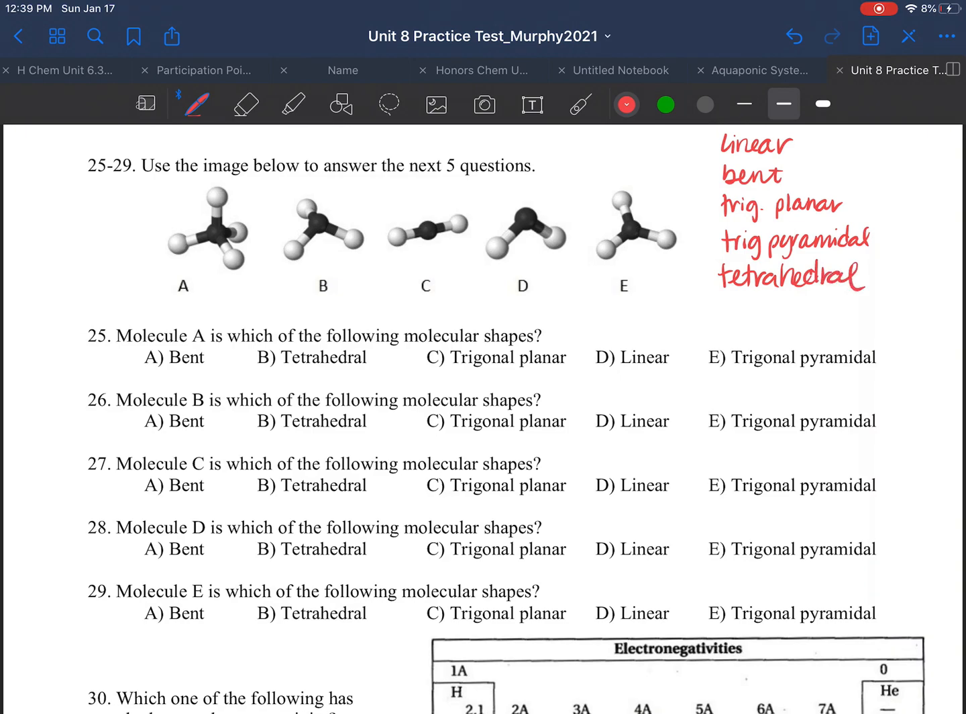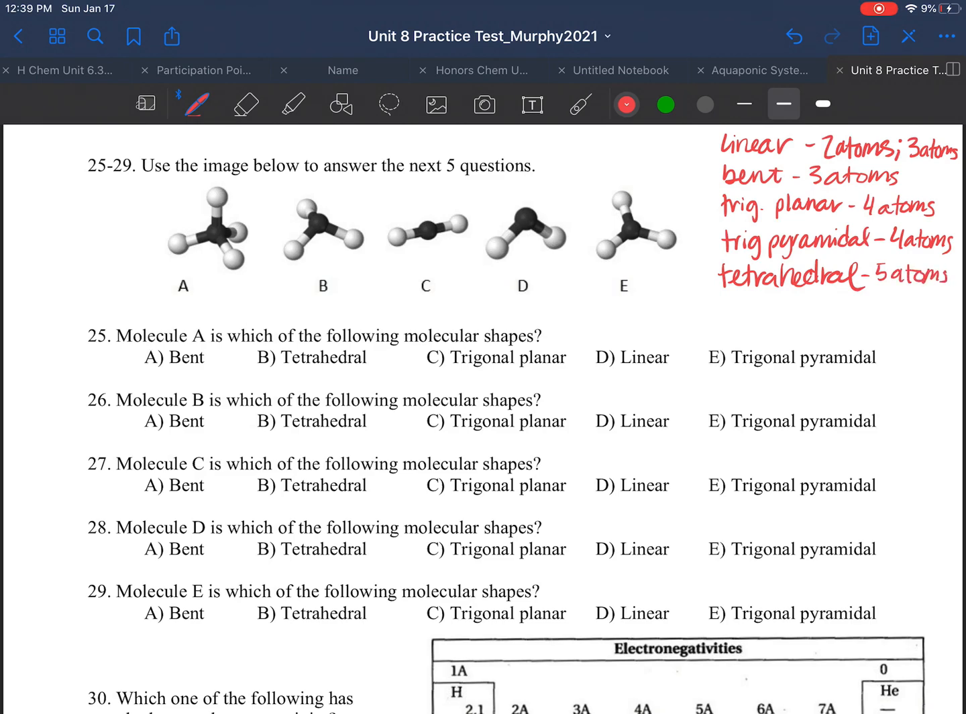So each of these have a certain amount of atoms that they have. So for linear, if you have 2 atoms, it's always linear. And then sometimes when you have 3 atoms, bent, we're going to have 3 atoms. Trigonal planar, 4 atoms. Same for pyramidal. And when you have 5 atoms, it's always tetrahedral.